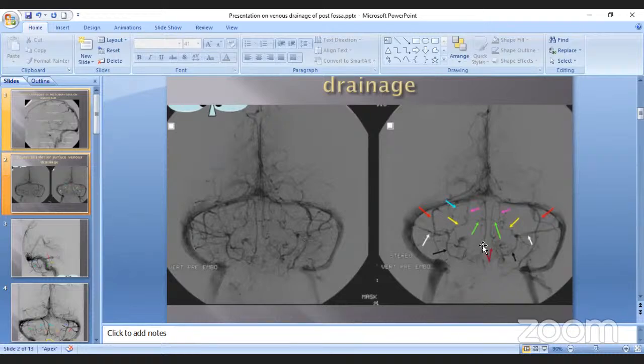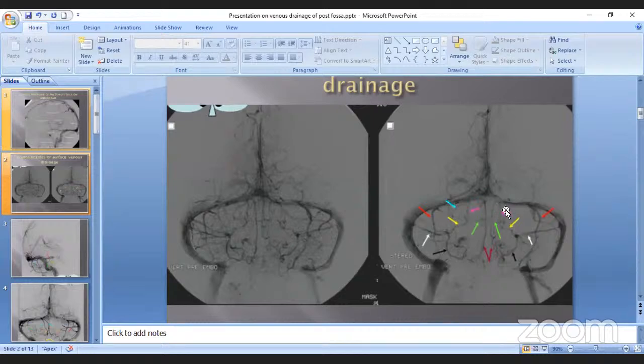These are the transverse sinuses, two on both sides, right and left. The most important vein to recognize on this, the largest, is the posterior inferior cerebellar vein. The red arrow is the posterior inferior cerebellar veins. Another vein is the inferior vermian vein, which sometimes drains into the transverse sinuses. It has multiple variations as well. We will show you in the next slide.